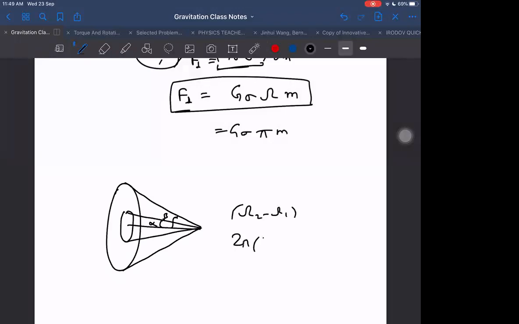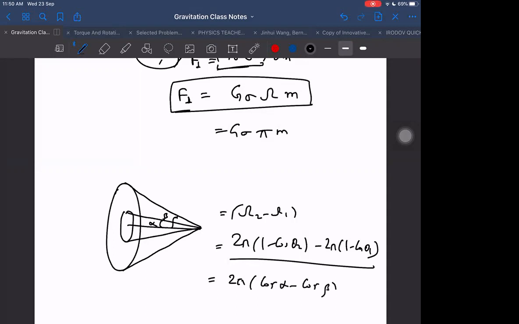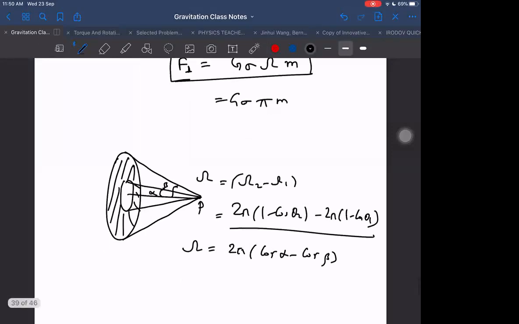That will become 2 pi into 1 minus cos theta 2 minus 2 pi into 1 minus cos theta 1. And we want the difference of solid angles, so we get 2 pi into cos of alpha minus cos of beta. That will be the effective total solid angle, the outer minus the inner, because the mass exists in this place and inside there is a cavity, so we have to subtract the cavity part. So we know this, and once we know this, what will be the field?